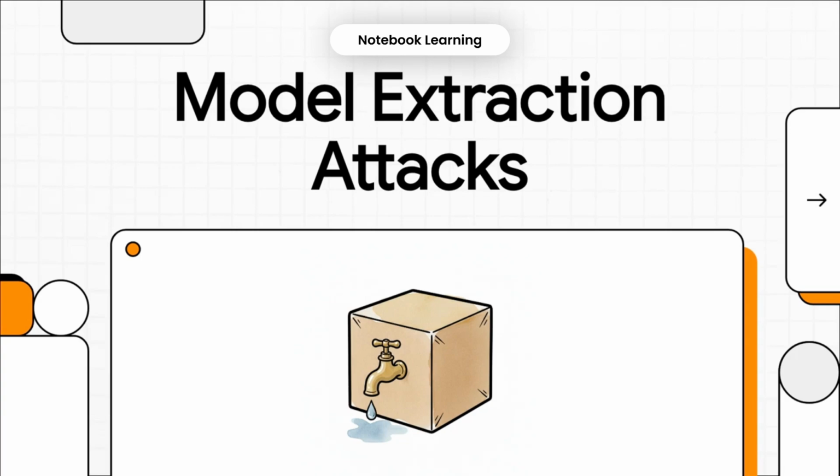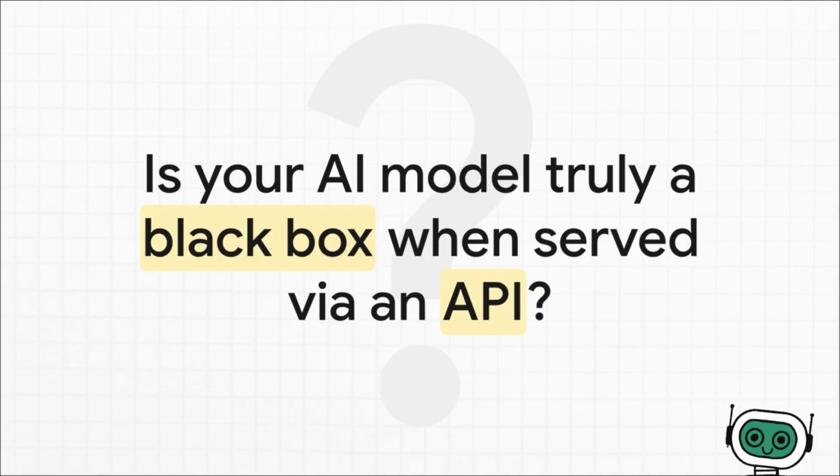Welcome to day 95. Today, we're going to talk about a major security blind spot for a lot of teams out there: model extraction attacks. You know, a lot of us think that if we serve our proprietary model behind an API, it's safe. It's like a secret recipe locked away in a kitchen.